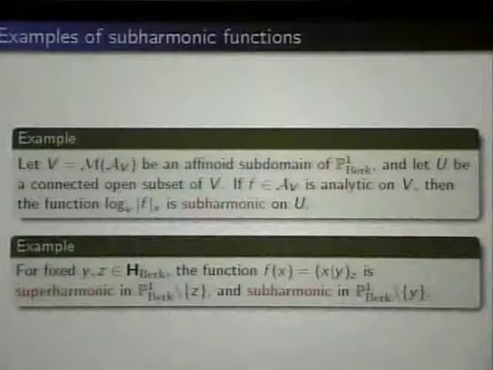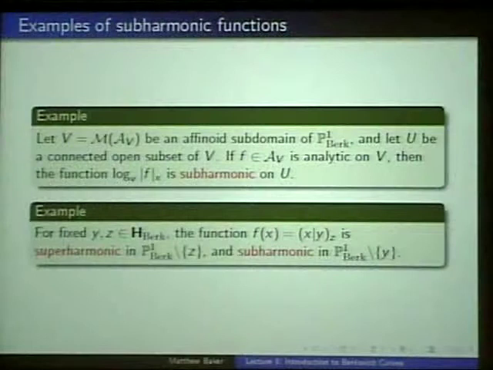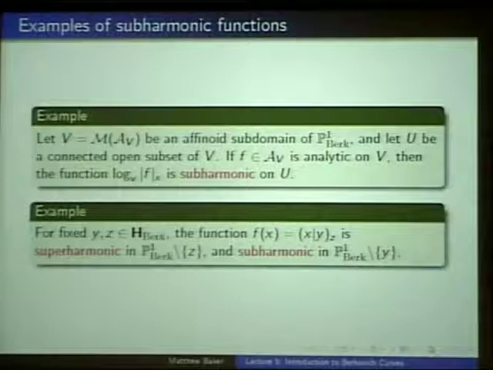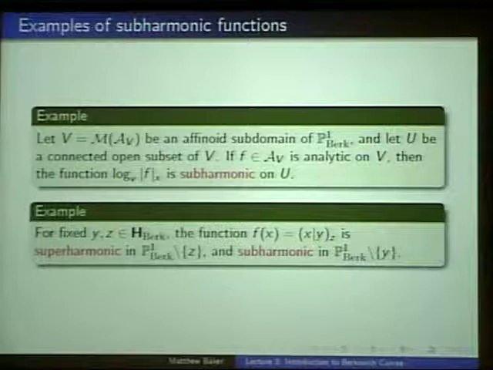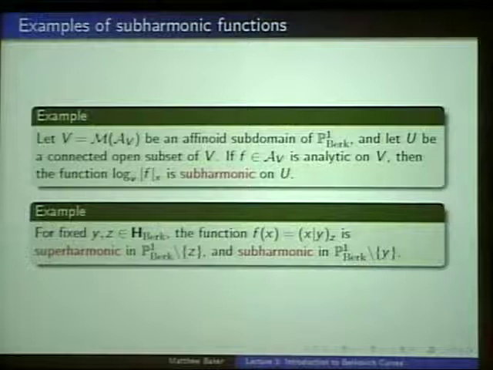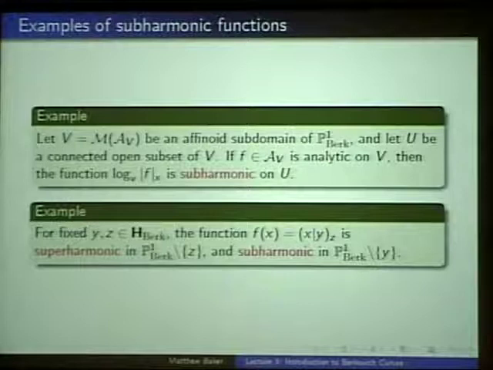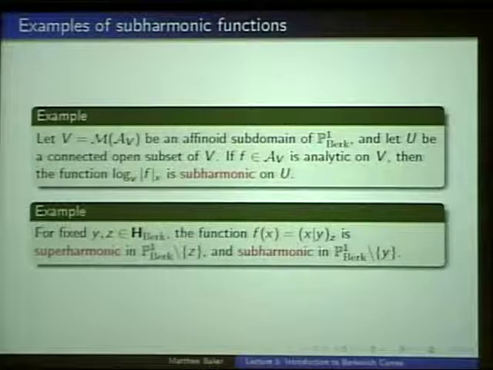So here's one example. If you take this funny Gromov product thing that I defined, then as a function of x, if you fix y and z, and then you think of this as a function of x, that's superharmonic in the complement of z and subharmonic in the complement of y. So as we'll see, this is connected. The Laplacian of this function is somehow supported. It's a point mass at y minus a point mass at z. And you can detect whether something's subharmonic or superharmonic by looking at whether the Laplacian is a non-negative measure. So that will come up in the next lecture. But anyway, just in terms of the definitions I gave, this is one example of such a function.